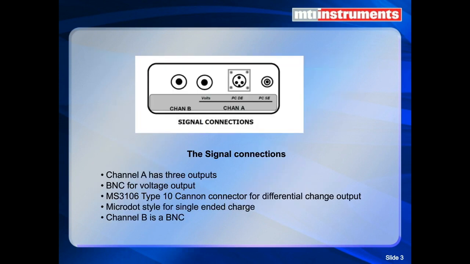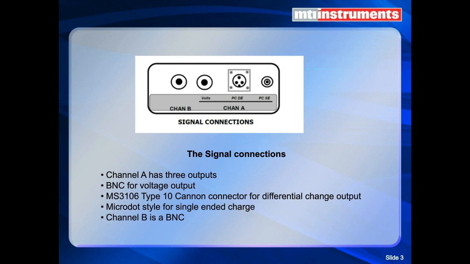If we look at the top side of the 1510, we see that there's 4 connectors up there. There's basically 2 channels, but channel A, where you see volts there, is a BNC connector, which is a typical connector for connecting into systems, oscilloscopes, etc. We also have adapter cables available to go from that BNC connector to alligator clips or easy hooks. Just to the right of that, you'll see that there's a PCDE and a PCSE. Those are the charge outputs, and they're slave to channel A.